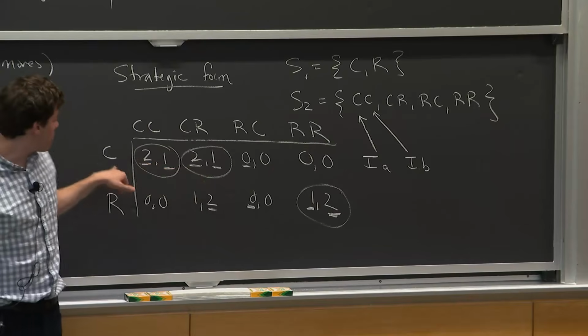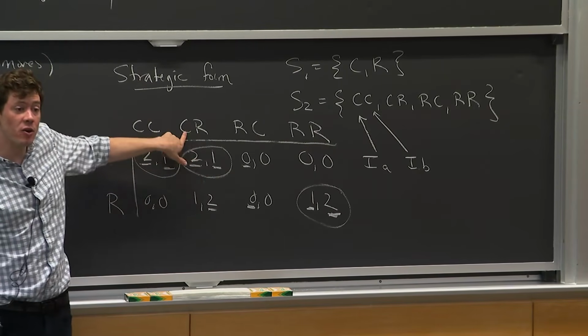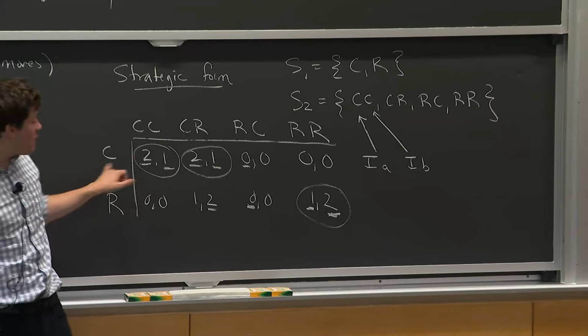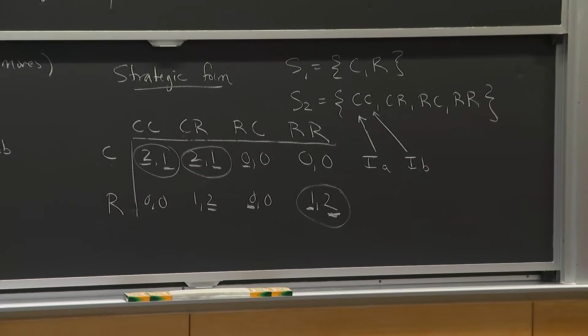And then this one, where player 1 goes to the Celtics game, and what player 2 does depends on what they observe. So they go to the Celtics game if player 1 goes to the Celtics game, but they go to the Red Sox game if player 1 goes to the Red Sox game. So we have 3 Nash equilibria.